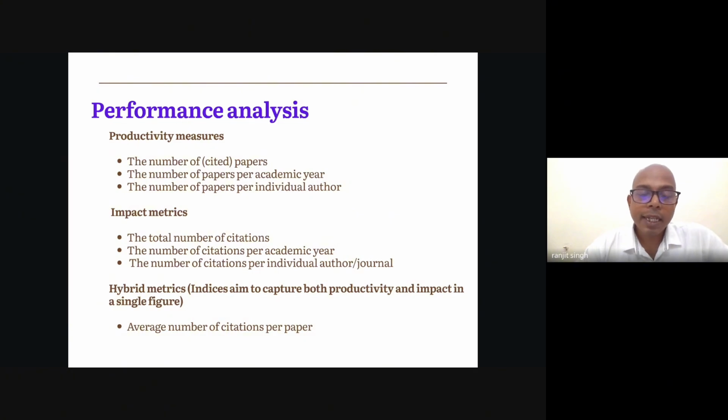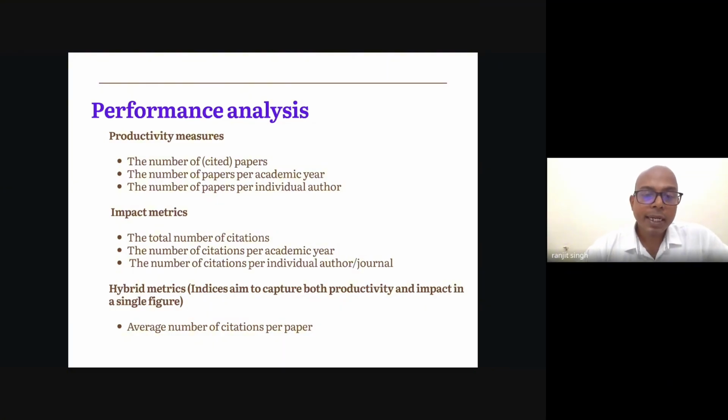So citation will be used to measure the impact. Like the total number of citations: if you got 100 articles in Scopus, how many times were these 100 articles cited? Next is the number of citations per academic year. In 2021, how many citations did the collected articles get? In 2022, how many citations did the collected articles get? Next is the number of citations for an individual author: how many citations author 1 got, how many citations author 2 got, or the journal.